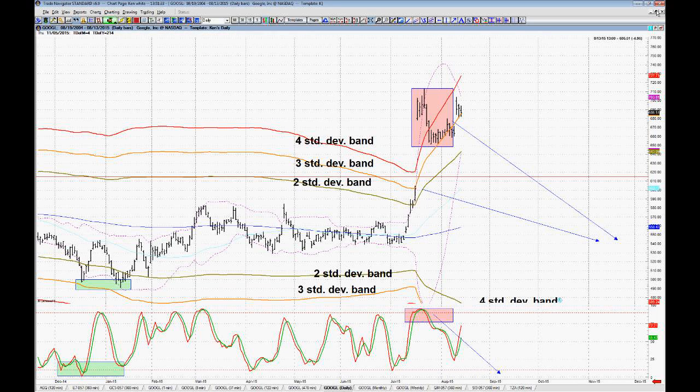So that's an example of how we use standard deviation bands, what they are, and how the market responds when the extremes of these outer bands get tested.